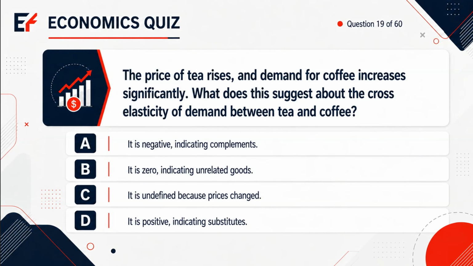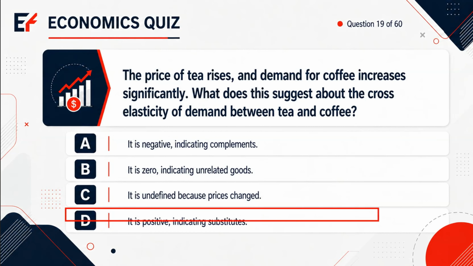Question 19. The price of tea rises and demand for coffee increases significantly. What does this suggest about the cross-elasticity of demand between tea and coffee? A, it is negative, indicating complements. B, it is 0, indicating unrelated goods. C, it is undefined because prices changed. D, it is positive, indicating substitutes. The correct answer is D.